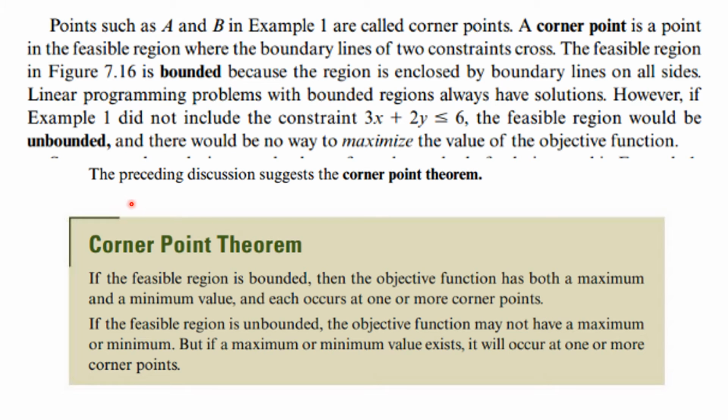We're going to use, to solve this then, the following theorem called the corner point theorem, which says: If the feasible region is bounded, then the objective function has both a maximum and a minimum value, and each occurs at one or more corner points. If the feasible region is unbounded, the objective function may not have a maximum or a minimum, but if a maximum or a minimum exists, it will occur at one or more of the corner points.